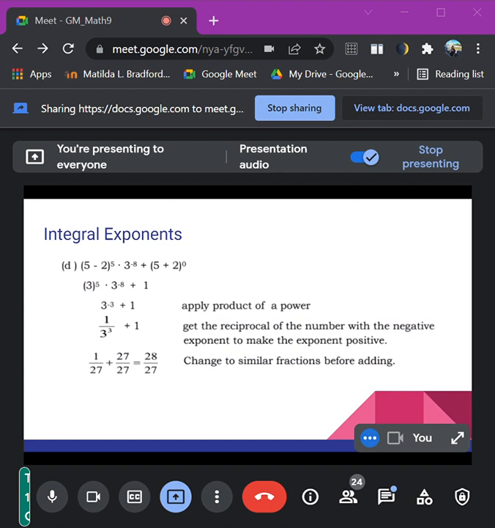Okay? So, those are our zero and integral exponents. So far, do you have any questions? Any questions?